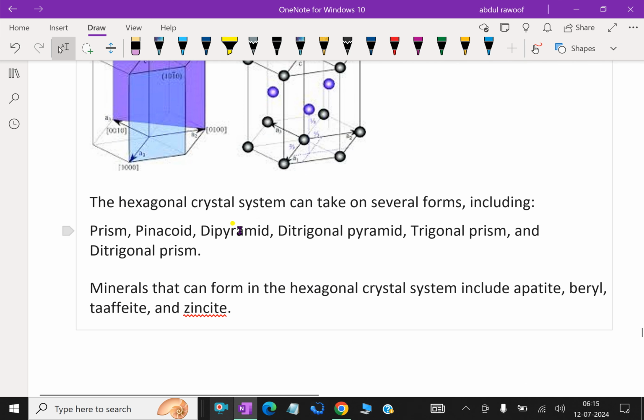The hexagonal crystal system can take several forms, including prism, pinacoid, dipyramid, tetragonal pyramid, trigonal prism, and tetragonal prisms. Minerals that can form in the hexagonal crystal system include apatite, beryl, graphite, and zincite.